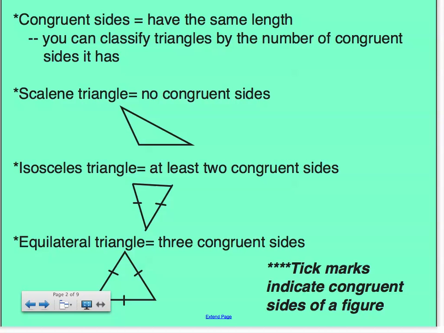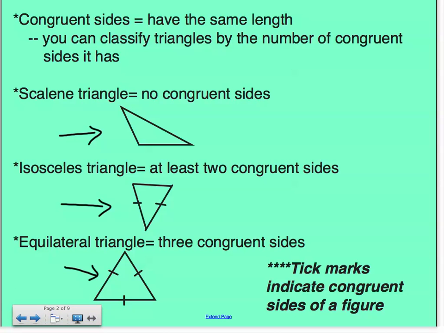Alright, remember that congruent sides all have the same length. You can often classify triangles by the number of congruent sides they have. So a scalene triangle has no congruent sides. None of them are equal. An isosceles triangle has at least 2 congruent sides, and an equilateral triangle has at least 3.